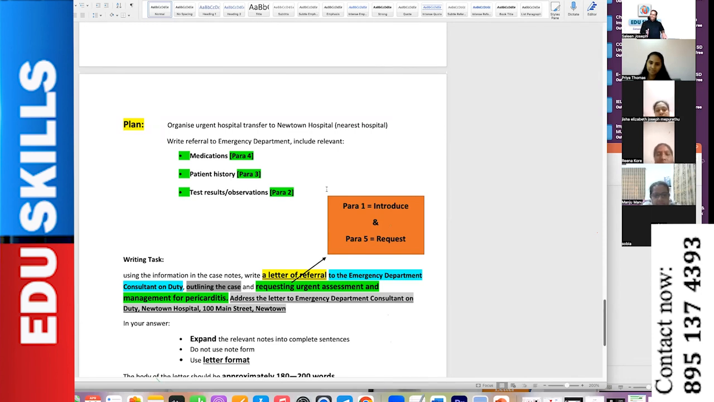So immediate today's information should come in the first paragraph. Then the previous, when the patient was admitted in the hospital, that should come next. All the medical history and medications should come in the third body paragraph. So what happens? Test results, observations of today when the nurse visit happened, that is para 2. Patient's history in the hospital, treatment record is para 3, and medications, that is para 4.